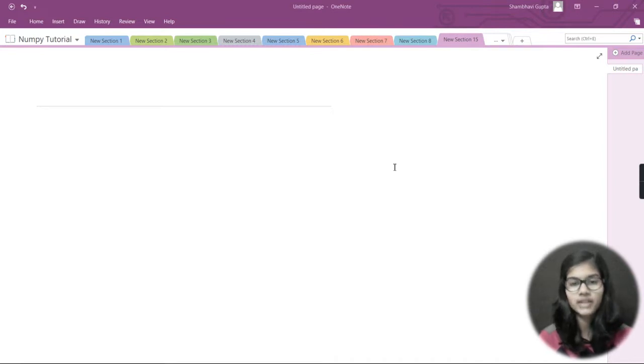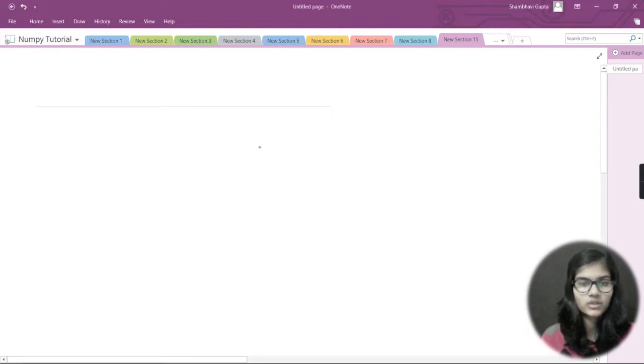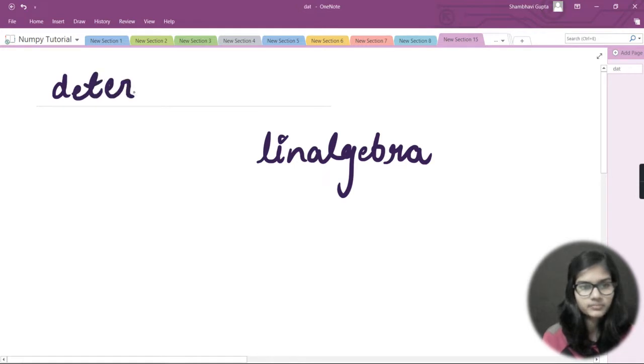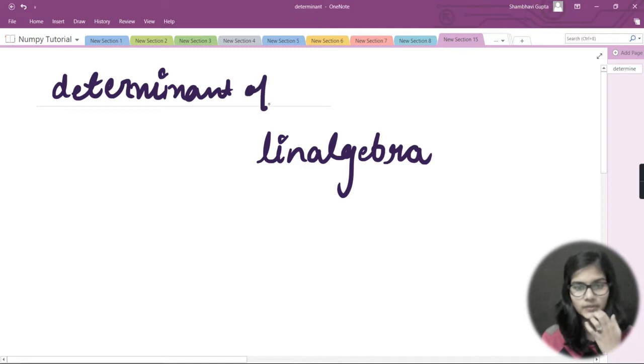Now determinant is the last function which we are going to see under the functions we were seeing, that was linear algebra, right? So we were seeing linear algebra, and under this linear algebra, finding the determinant of a matrix is the very last topic which we are going to see. So today we are going to have the determinant. Let me write the heading here, determinant of a matrix.